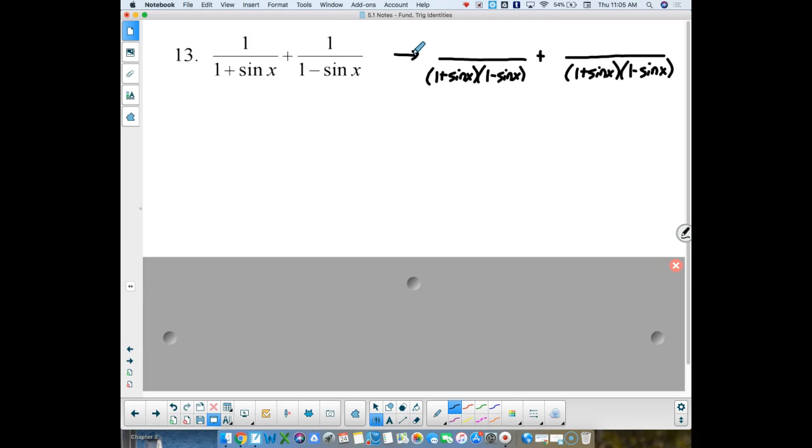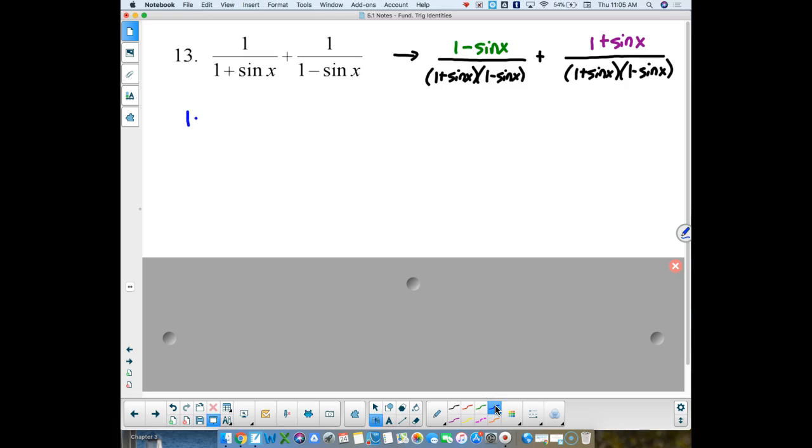What's missing from the top of the first one? 1 minus sine of x. What's missing from the top of the second one? 1 plus sine of x. Okay. Can't simplify, because if we simplify, we're back to here, right? So now what do we do? Add the tops. Yep. Okay.